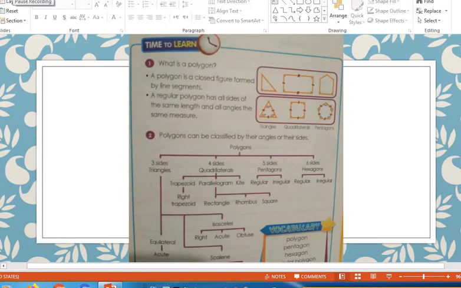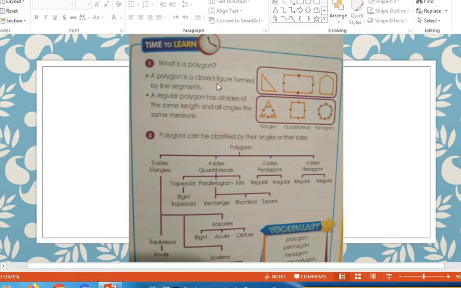Okay, in this lesson you will learn how to classify polygons. How can you classify polygons? I can classify polygons according to side lengths and angle measures. Let's see. What is a polygon? First, what does the word polygon mean?